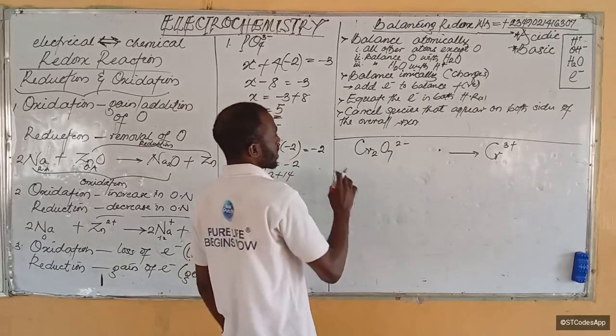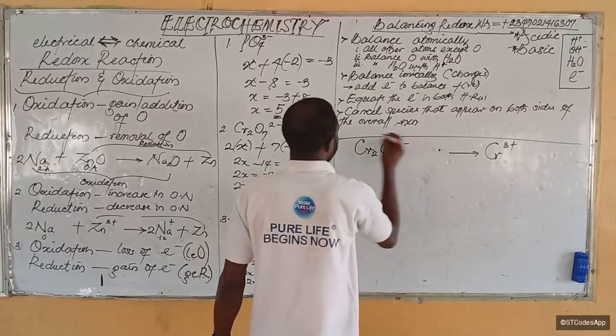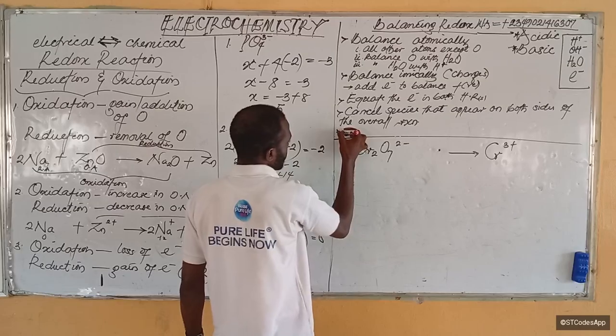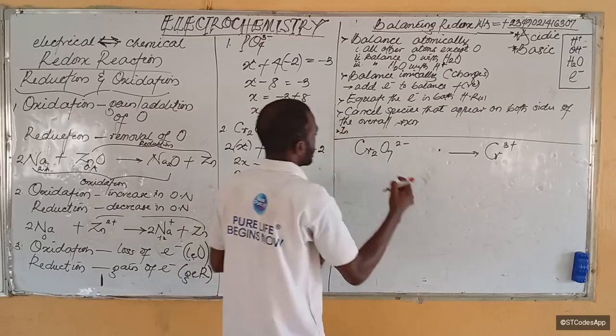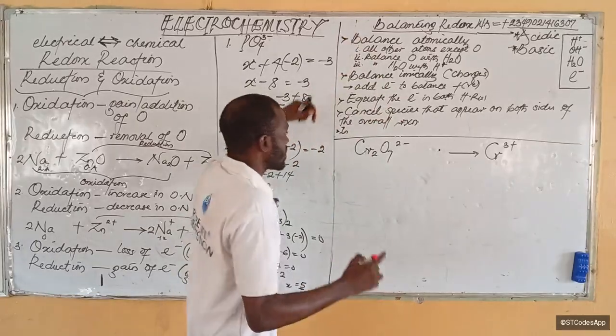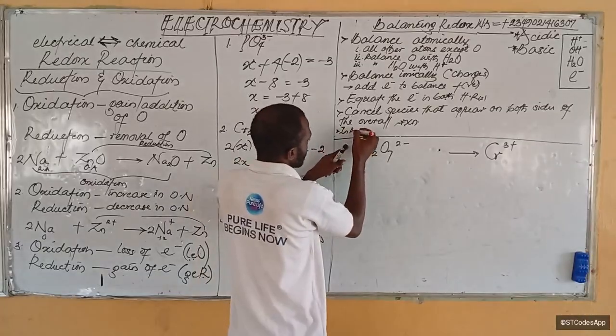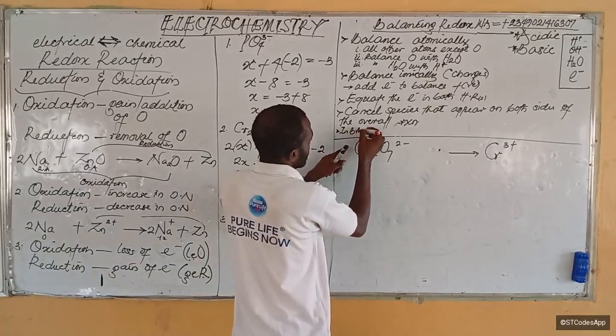But what if you now want to balance in basic medium? So this is the end for balancing in acidic medium, okay? There's just one step for balancing in basic medium. In basic medium, so I'll just put BM for basic medium.